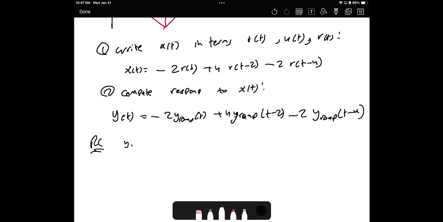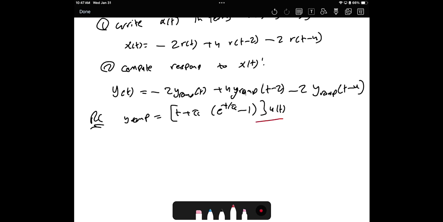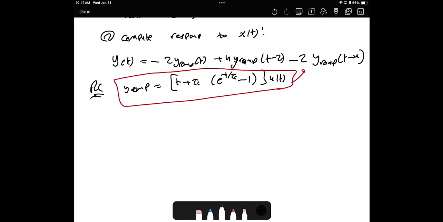So we have y ramp equal to t plus tau c e power negative t over tau c minus 1, u of t. Now, we can substitute this here, with respect to its value. So y of t will be negative 2 times t plus tau c e power negative t over tau c minus 1.